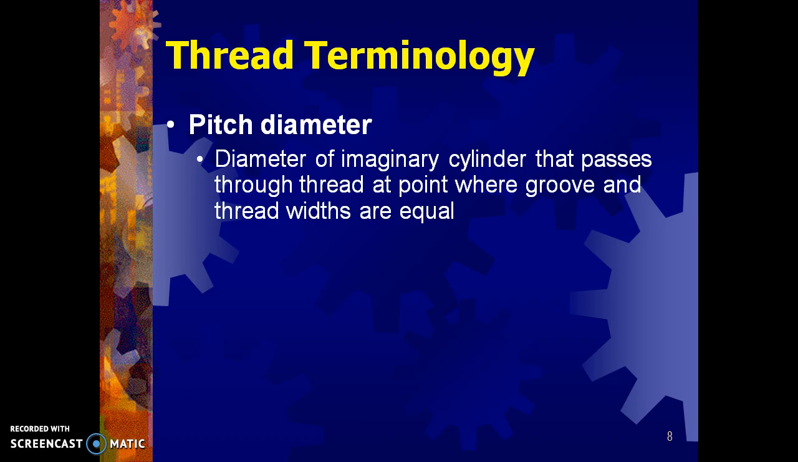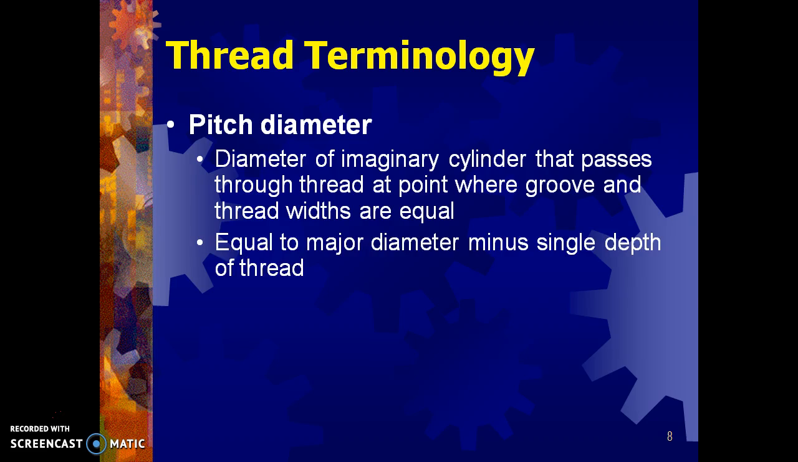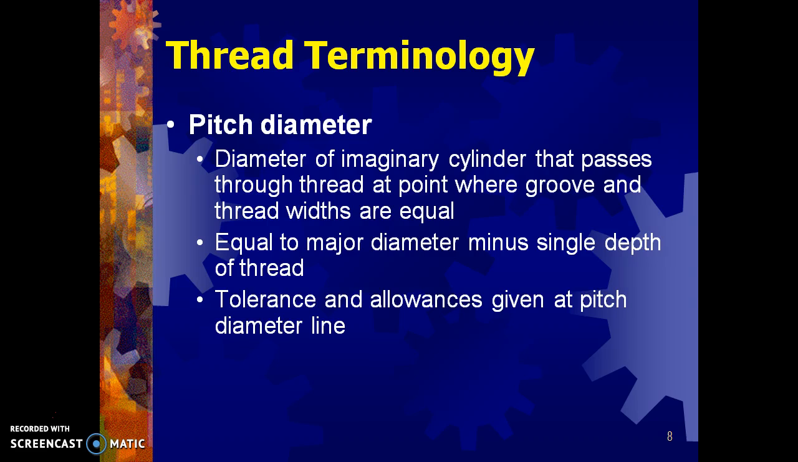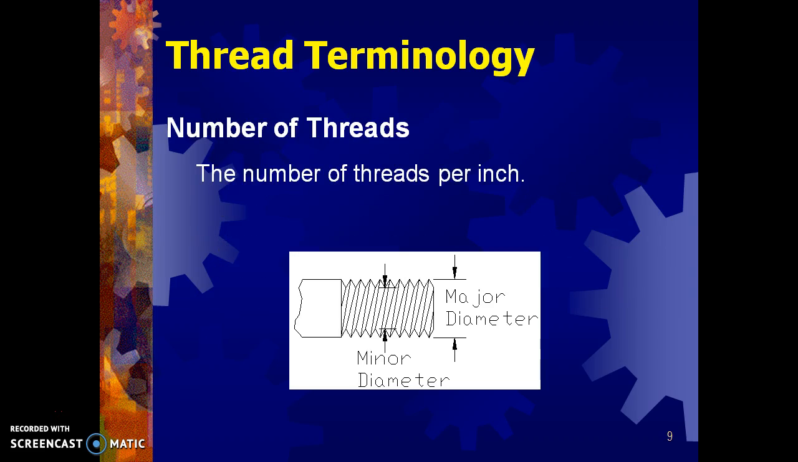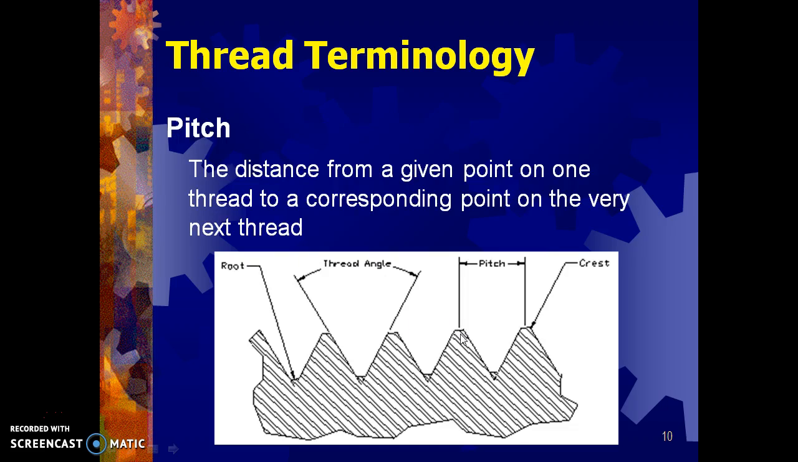Pitch diameter is the diameter of an imaginary cylinder that passes through the thread at the point where the groove and thread widths are equal, equal to the major diameter minus the depth of thread. A tolerance and allowance is given to the pitch diameter line. As you can see, this is the repeat of the diagram again, showing the number of threads per pitch. The distance between two consecutive top portions is normally the pitch, as you can see in this enlarged scale.